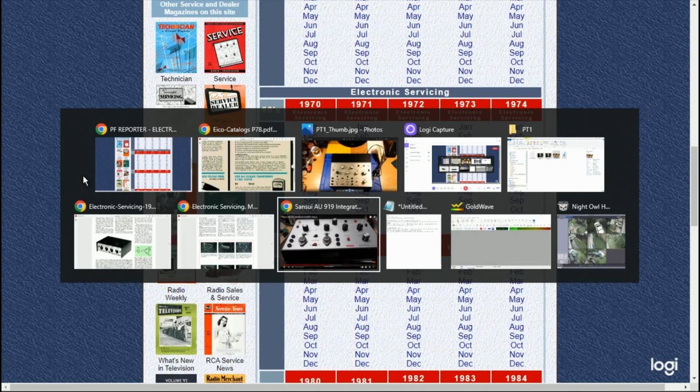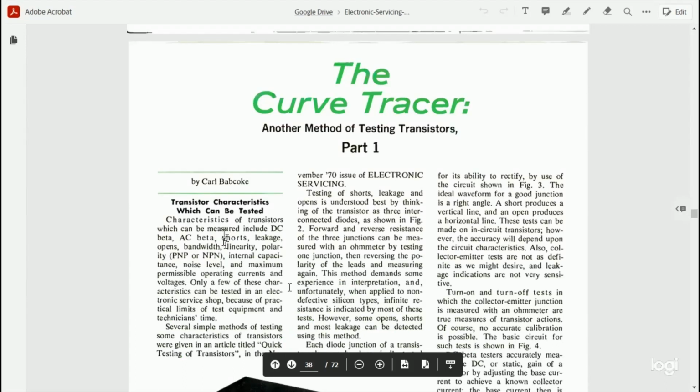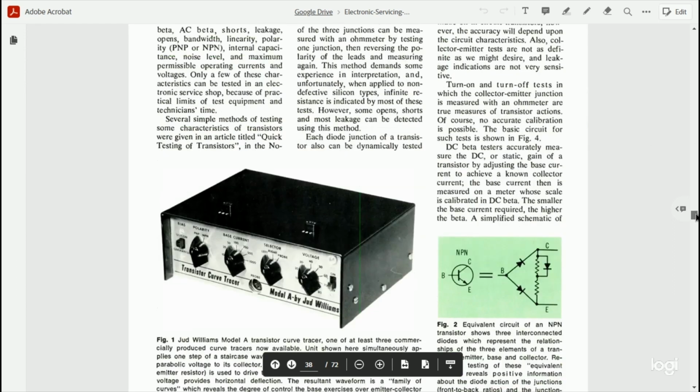In the one for 1971 February, they had an article on page 38 of the PDF. These are all in downloadable PDF files as well. So they had an article on the curve tracer, another method of testing transistors. And in this article, it features a Judd Williams Model A transistor curve tracer.